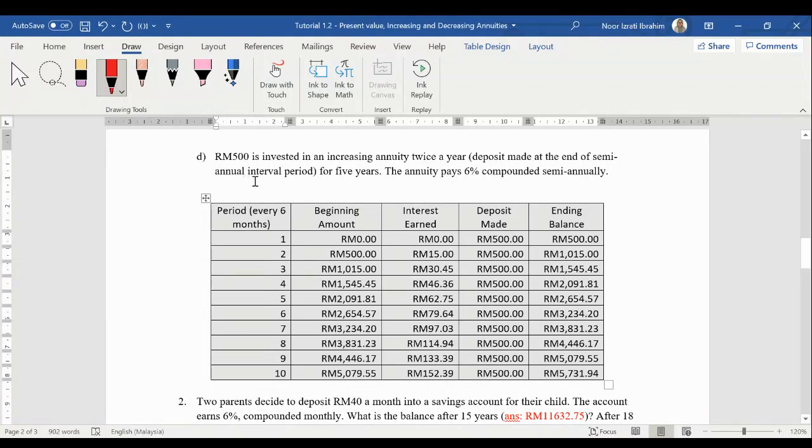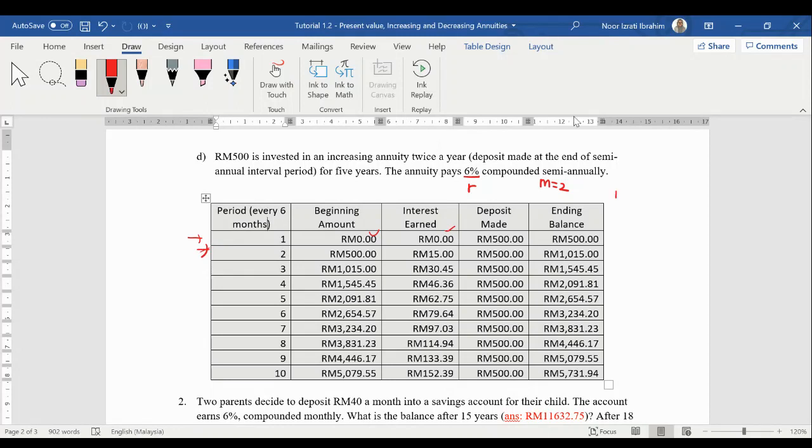Deposit is made every semi-annual for 5 years. So in 1 year, there are 2 semi-annual periods. So 2 times 5, there are 10 periods. Right? And compounded semi-annually gives us M equals to 2. 6% is the annual rate, the R. Okay. For the first period, the beginning amount is always 0 with 0 interest earned. Second period onward, there will be interest earned.